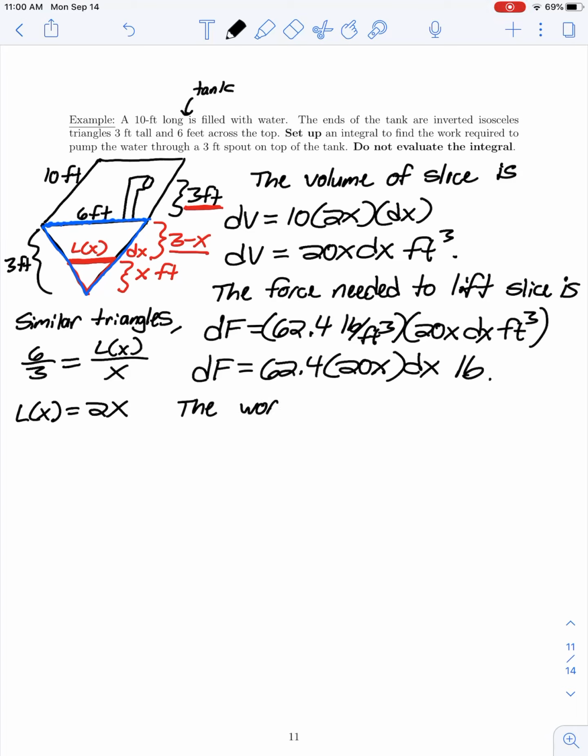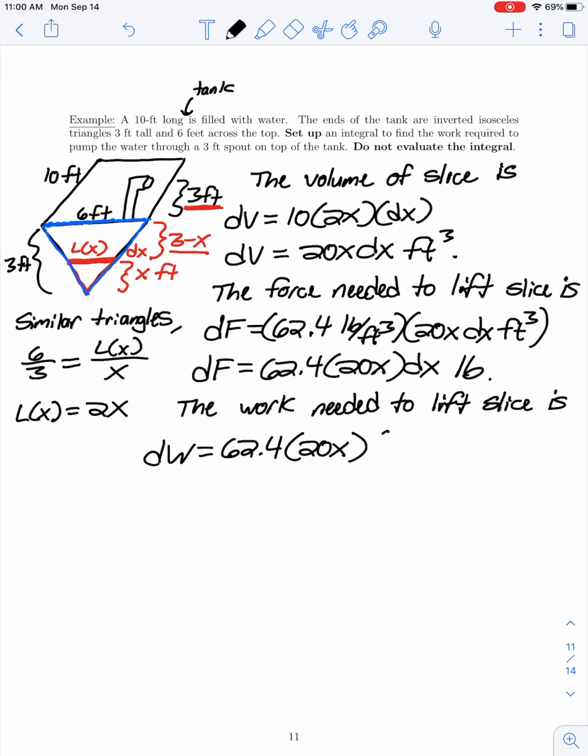So here the work needed to lift this slice would be given by dW, and it's found by taking our 62.4 times the 20x dx pounds and multiplying by the total distance traveled, which would be 6 minus x feet. And so this is now measured in foot-pounds.